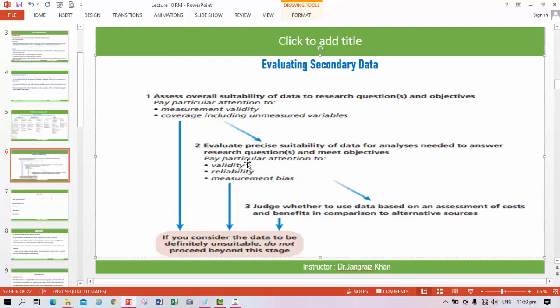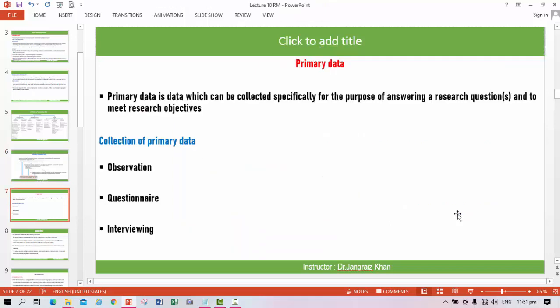If the data do not support stage number 2, if it is not according to your research questions and does not meet the objectives, then you should leave the data and not proceed beyond this stage. But if the data support stage number 2, then you should go to stage number 3, where you judge whether to use the data based on an assessment of the costs and benefits in comparison to the alternative resources. If you do not consider the data to be suitable at this stage, then do not proceed beyond this stage.